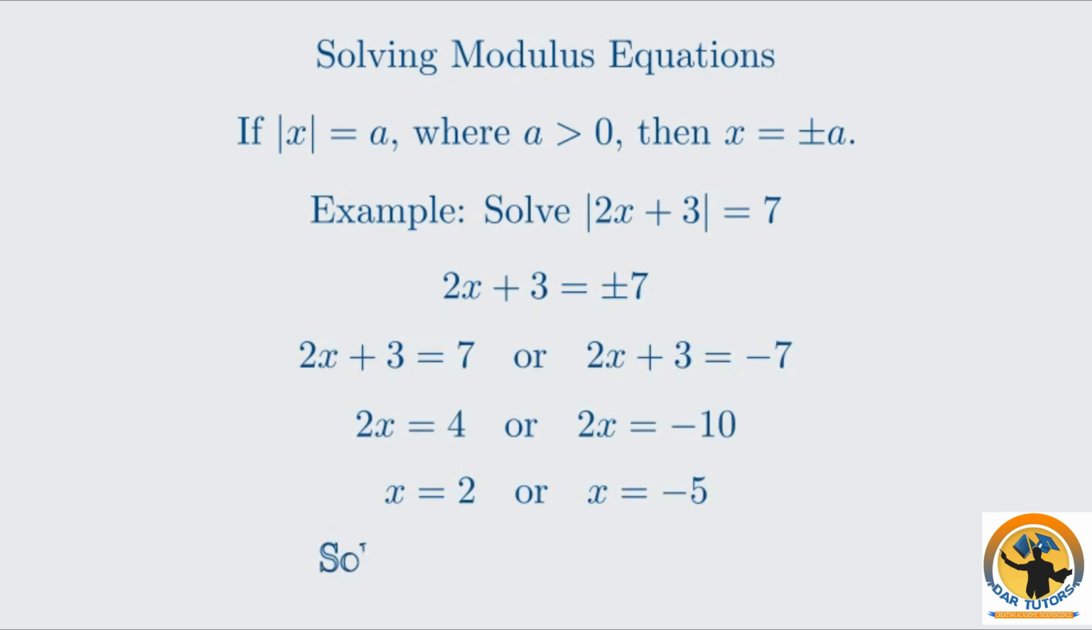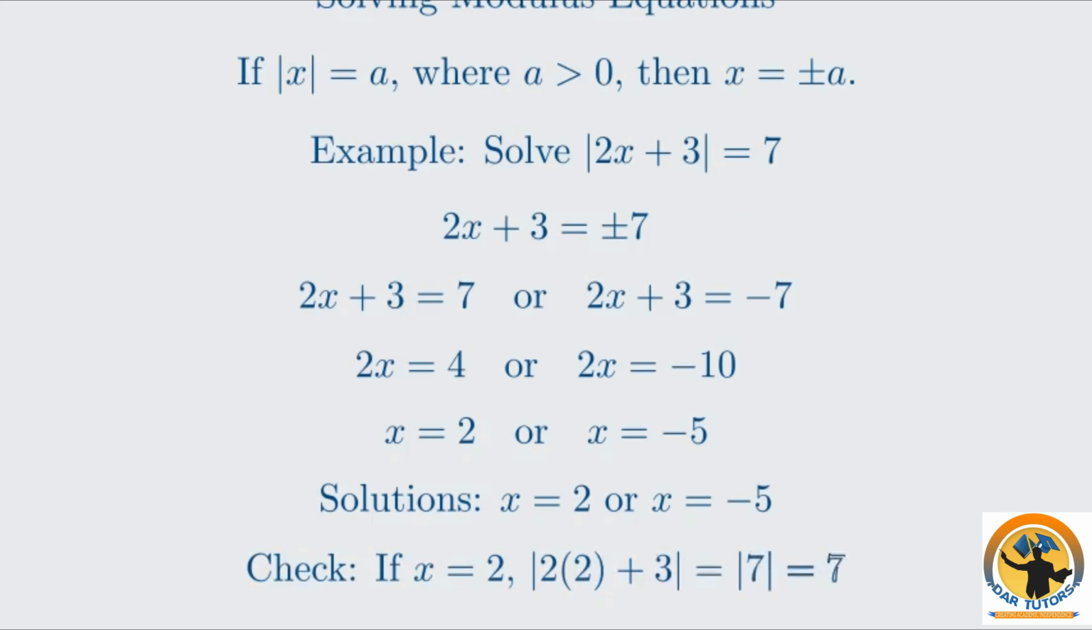Second, 2x plus 3 equals negative 7. Subtracting 3 gives 2x equals negative 10, so x equals negative 5. Our solutions are x equals 2 or x equals negative 5. It's always a good idea to check your answers.